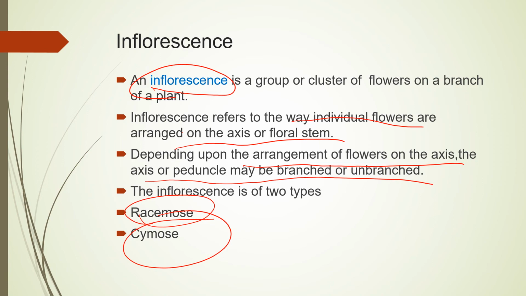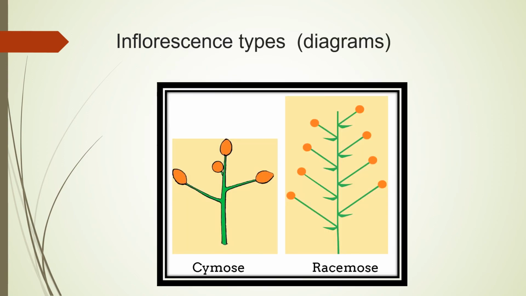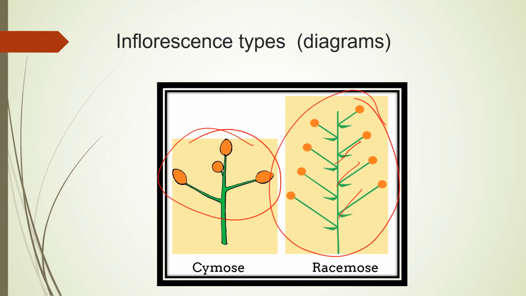Now let us see the diagram. Here I have taken only two diagrams, because there are many variations in cymose and racemose, which you will mainly study in the 11th standard. No need for details, just know the arrangement of flowers. A group or cluster of flowers on a branch is called inflorescence. This is the cymose, showing how the flowers appear from the peduncle, and this is the racemose, where the axis is branched and the flowers appear at the tip of each branch.